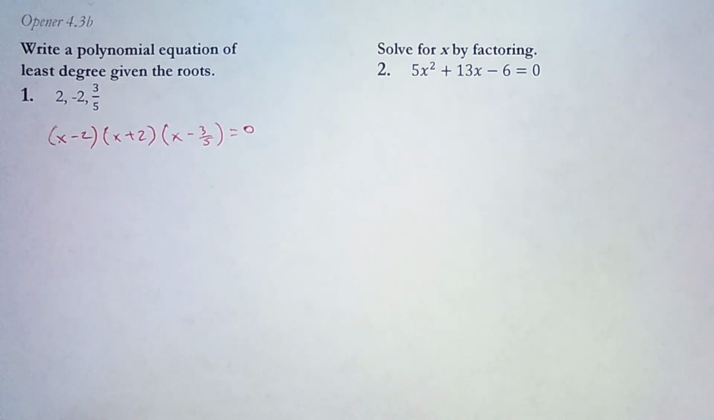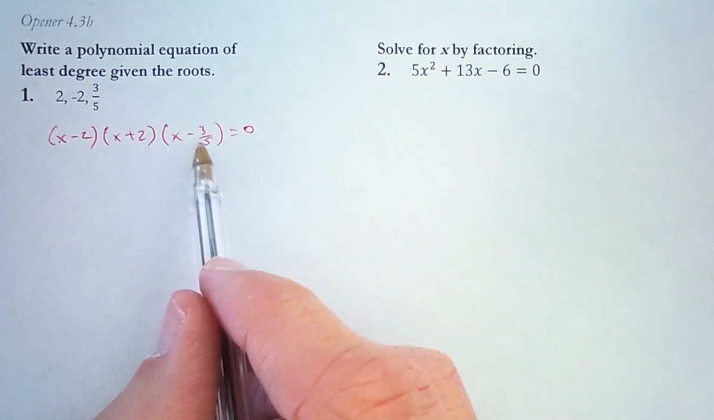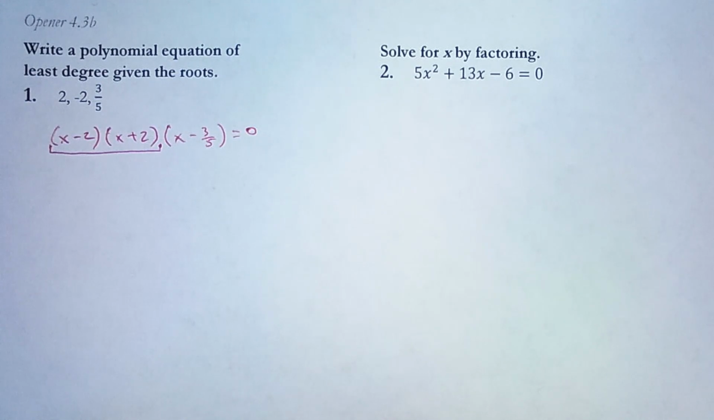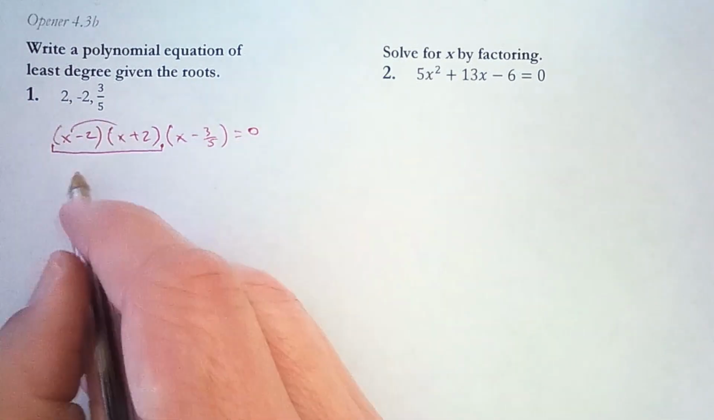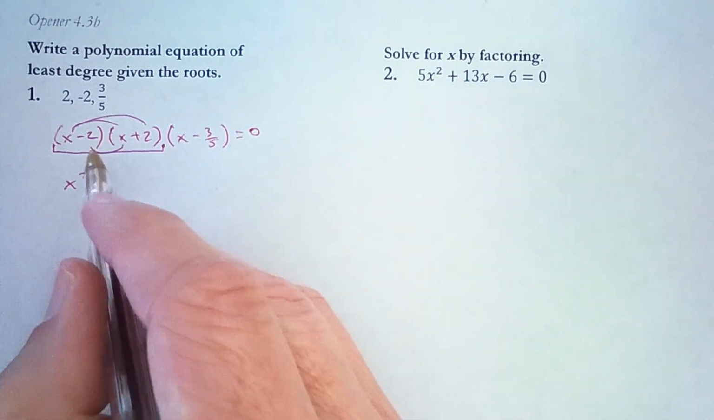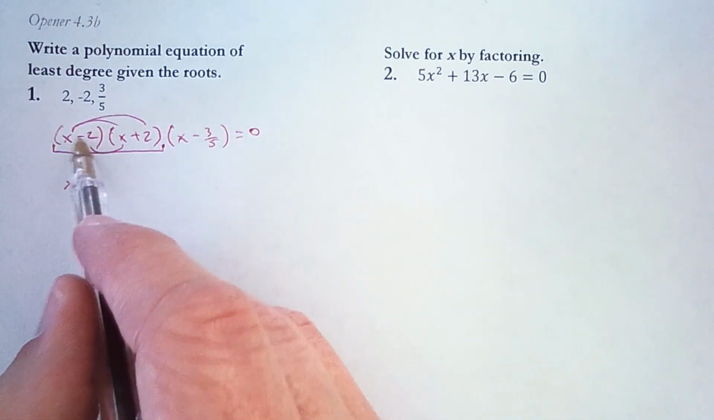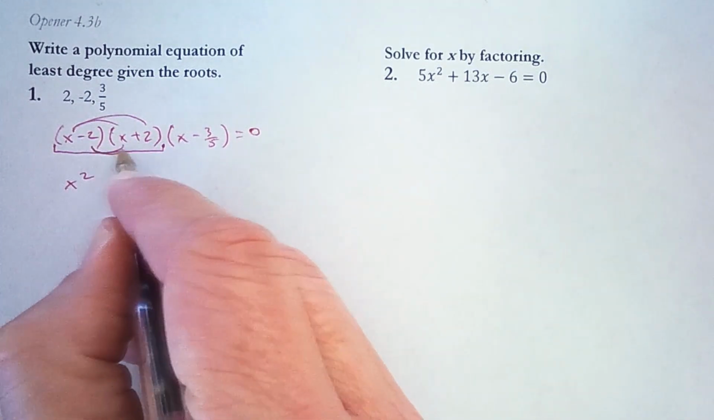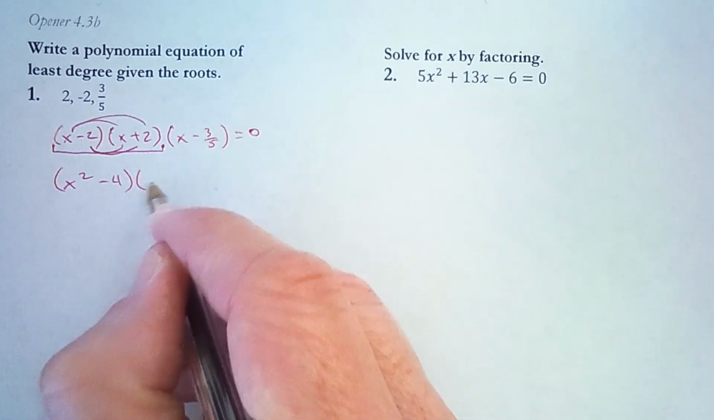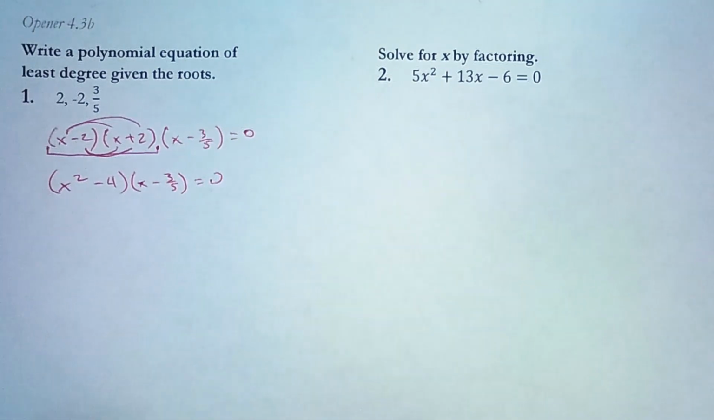So now I can multiply any set of 2 of these binomials. I think it's going to be easiest to do these two and then deal with the fraction later. So we've got x squared plus 2x minus 2x. Those cancel, which will happen anytime you're multiplying two conjugates, which is the same binomial but one with a minus and one with a plus. And then negative 2 times 2 is negative 4. So then times x minus 3/5 equals 0.